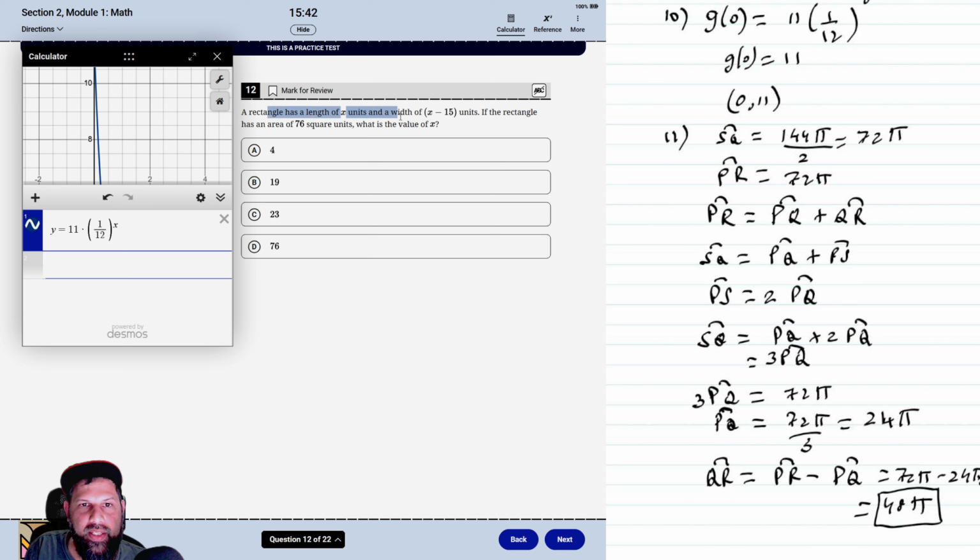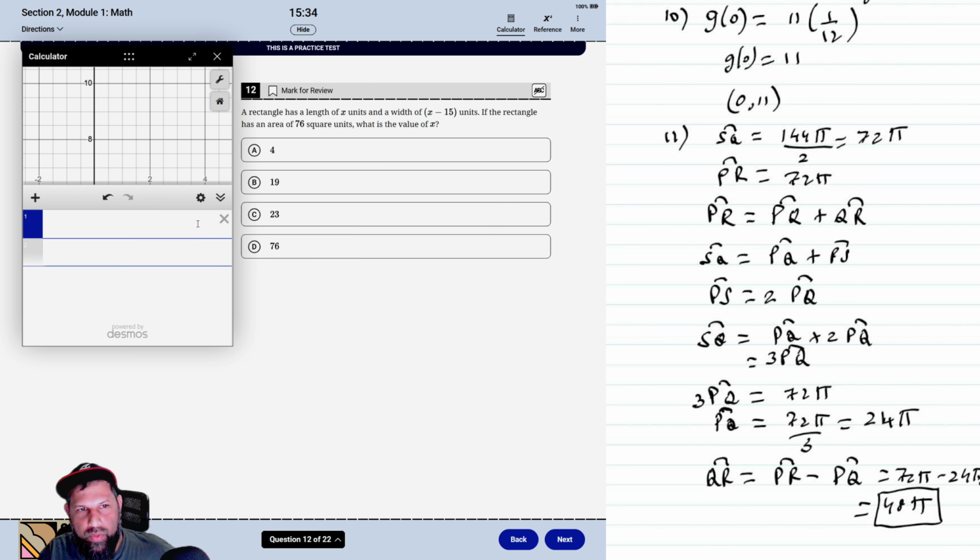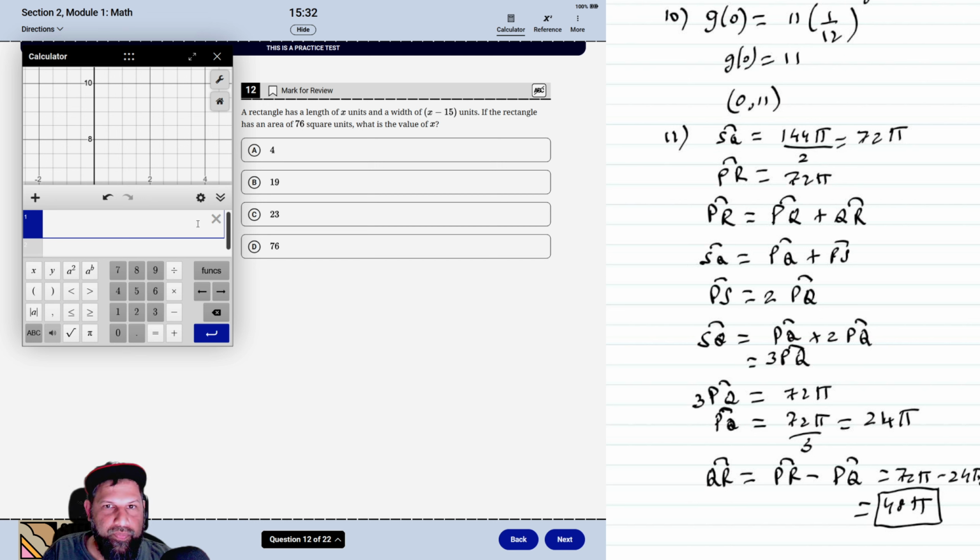The rectangle has a length of x units and a width of x minus 15 units. If the rectangle has an area of 76 square units, what is the value of x? Guess what we're going to do? We're going to use Desmos. Okay, so the area of a rectangle is length times width. The length is x times the width is x minus 15, okay? And that is going to be equal to 76, okay?